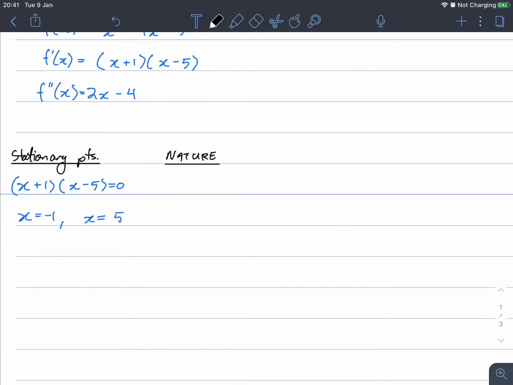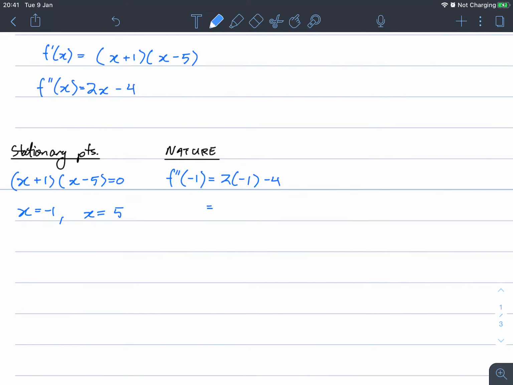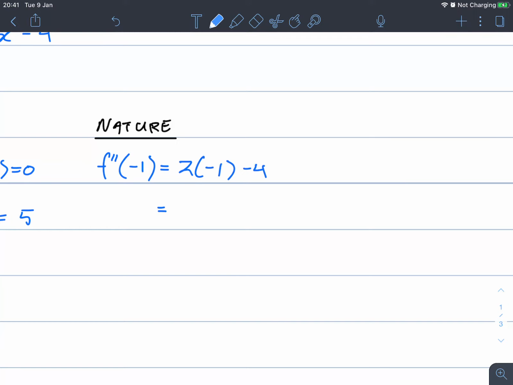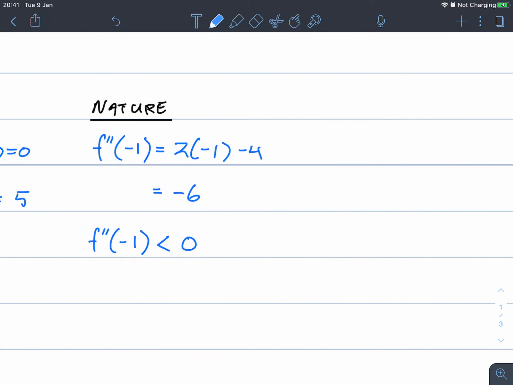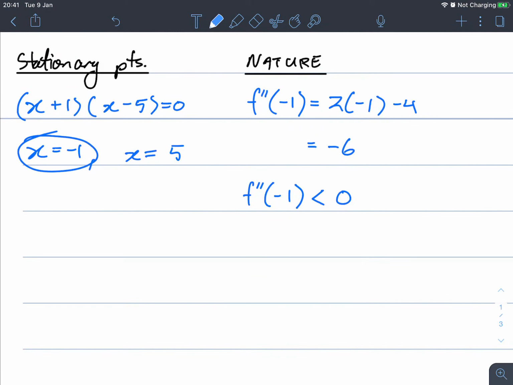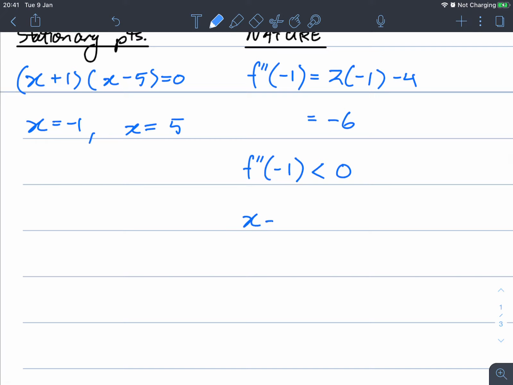Nature, meaning that we're going to test f double prime of negative 1. Well, this is going to be 2 times negative 1 minus 4. Well, this is going to be negative 2 minus 4, which is negative 6. So f double prime of negative 1 is less than 0. Less than 0 for the second derivative means it's concave down, meaning that this point here is a maximum. So we can say x equals negative 1 is a maxima.